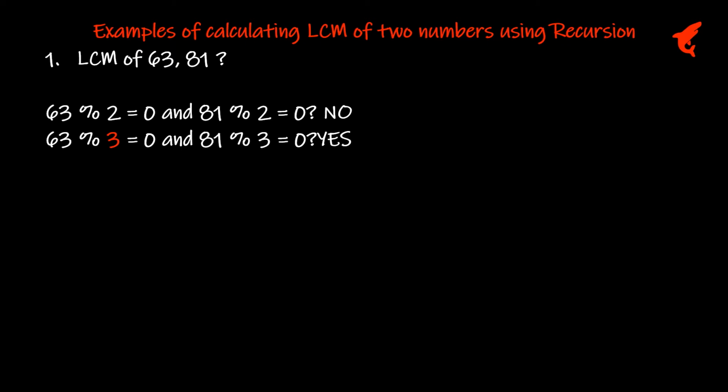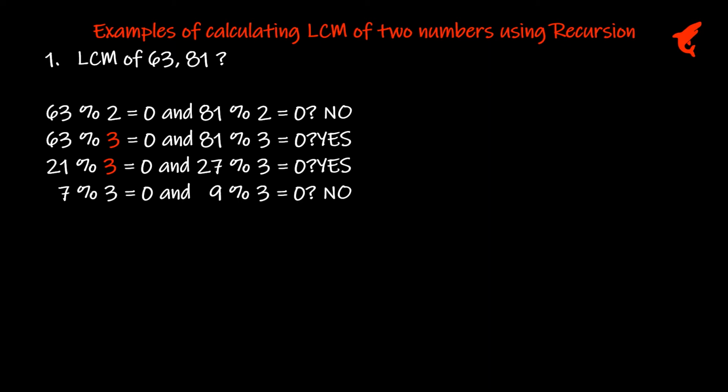the answer is yes. So what we do next is that we reduce the values to their quotient. So 63 becomes 21 and 81 becomes 27, and we again try to divide this by 3, right? And here again 3 divides both these numbers, and therefore we reduce these numbers to their quotient. It becomes 7 and 9, right? And we again try to divide them by 3.